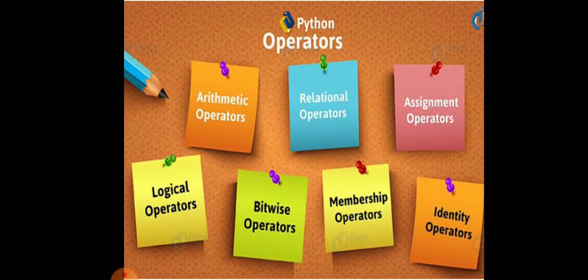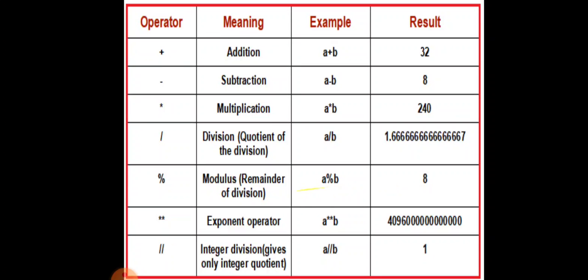First is the arithmetic operators. Arithmetic operators are addition, subtraction, multiplication, division, modulus, exponent operator and floor division, which is also known as integer division, which gives only the quotient value.